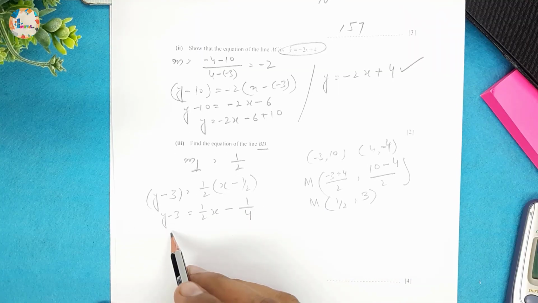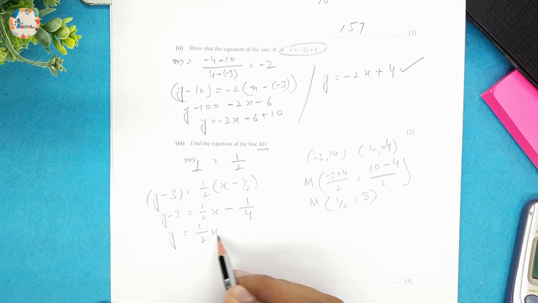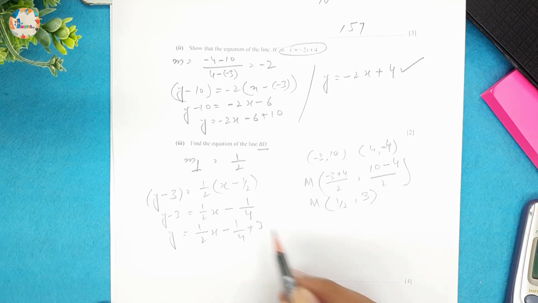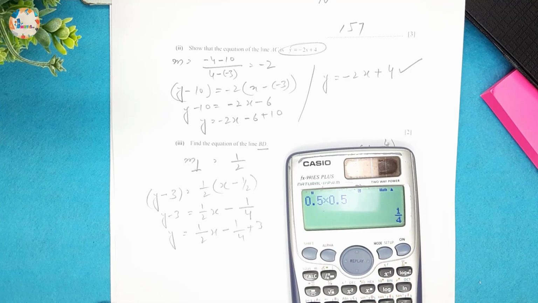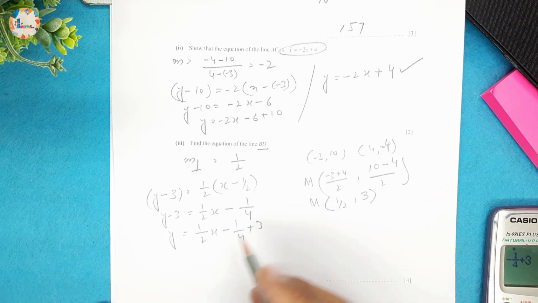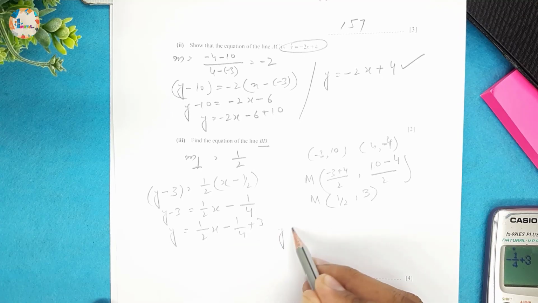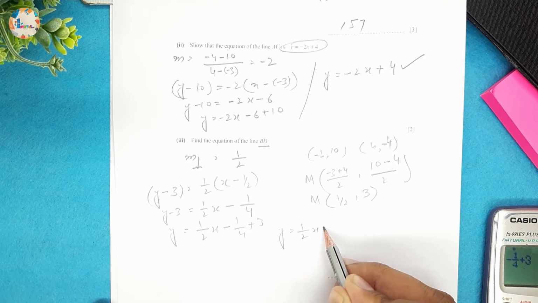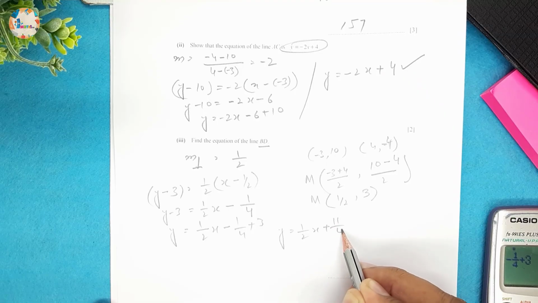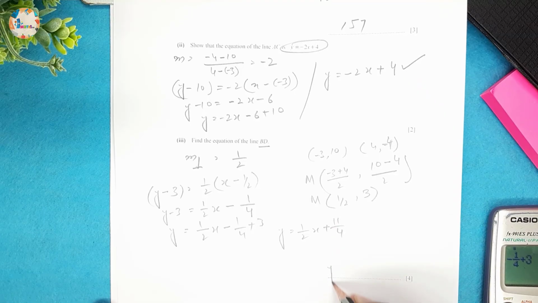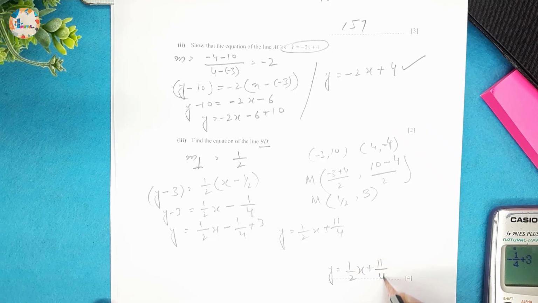So now we can shift minus 3 also to the side. This y is equal to 1 by 2x minus 1 by 4 plus 3. So 1 by 4 we can write minus 1 over 4 and plus 3, and this will result in 11 over 4. So our final equation will be y is equal to 1 by 2x plus 11 over 4, and this one we will provide over here: y is equal to 1 by 2x plus 11 over 4.